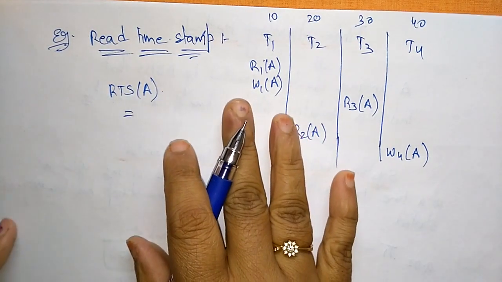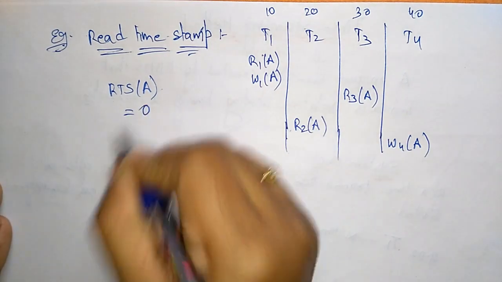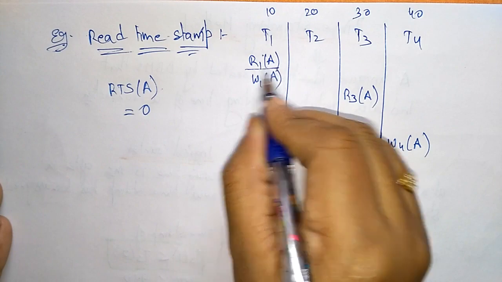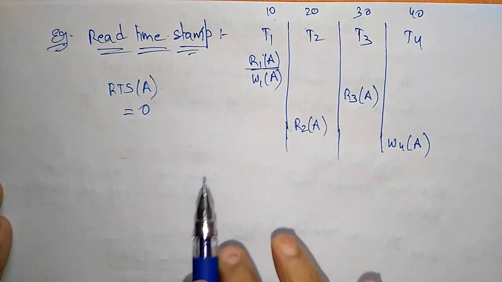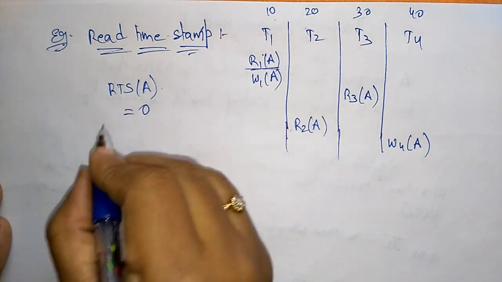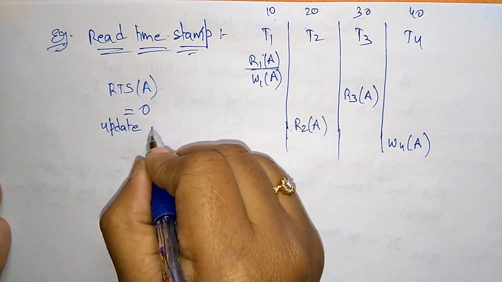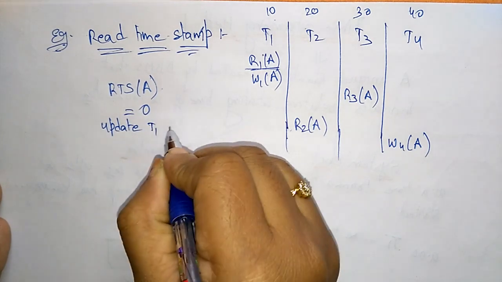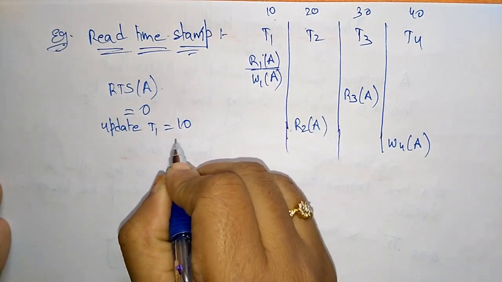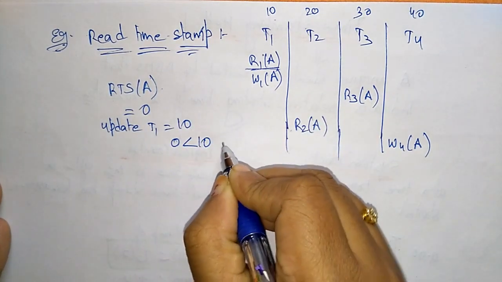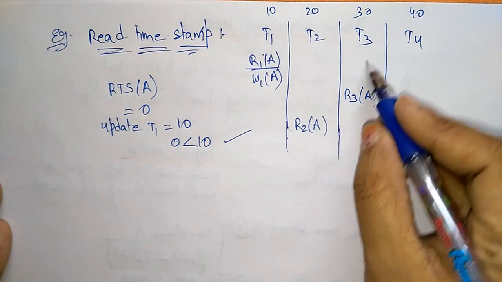So at the start, the timestamp should be 0. Next it checks. At T1, read A, the data item was read at the T1 transaction. So update the value to T1, which is 10. So 0 is less than 10. This is correct. Now next go to T3.